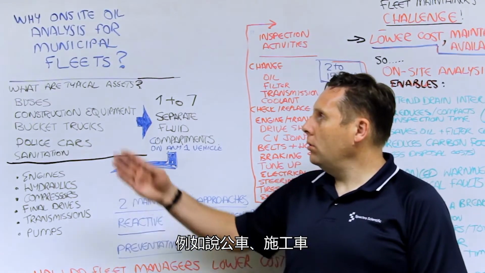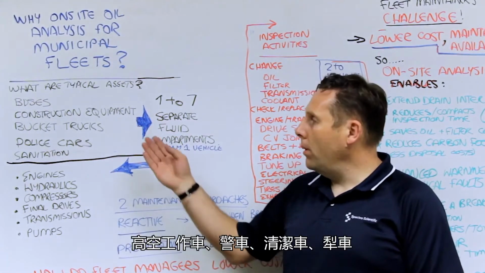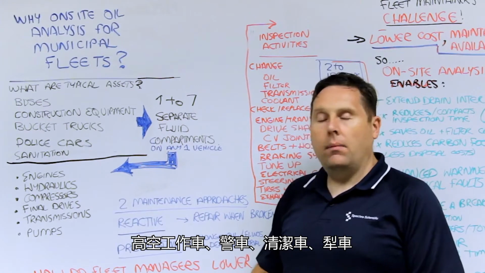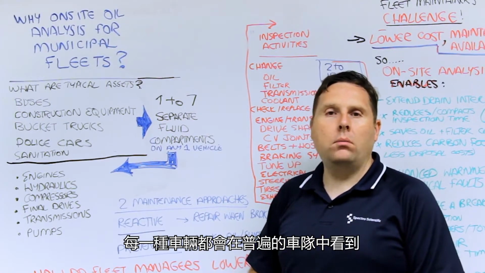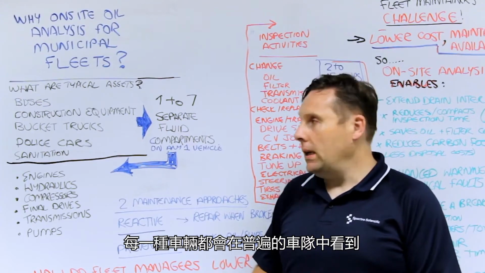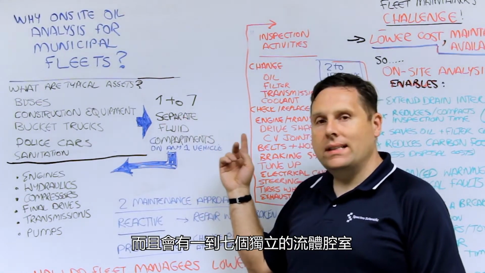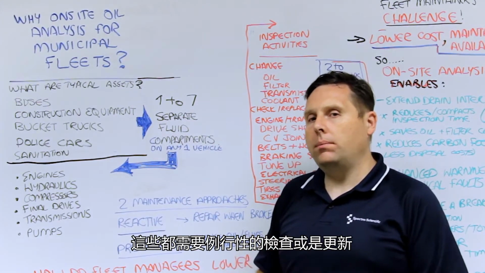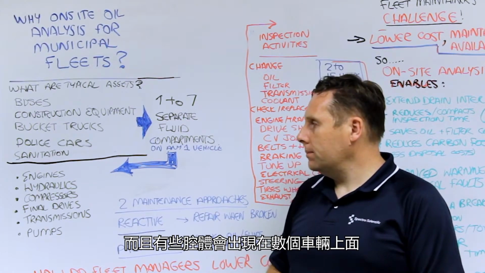For example, you could have things like passenger buses, construction equipment, bucket trucks, police cars, sanitation vehicles, plows, all sorts of types of vehicles that are used on the normal running of a municipal environment or a city. And each one of those can have between 1 to 7 separate fluid compartments that all need to be checked, monitored, and updated on a regular basis. And some of these can be on multiple vehicles.